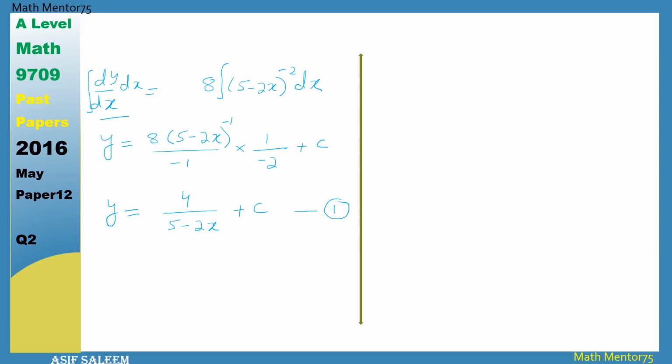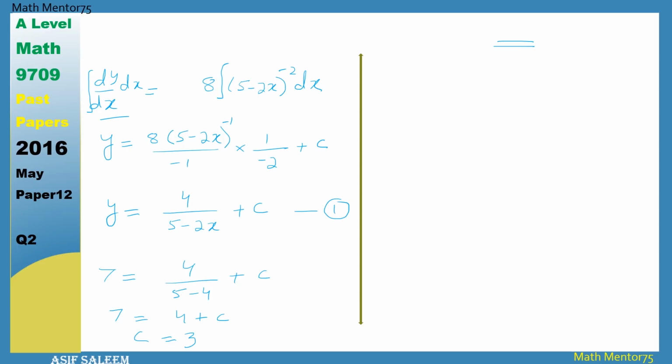If we are not given any point on the curve, then that would be our final answer. But in this question we have point 2, 7, which is on the curve. So let's replace that point in the general solution. Y is 7 and x is 2. 2 2s are 4 plus c. So we have 7 equals 4 plus c. So c equals 3.